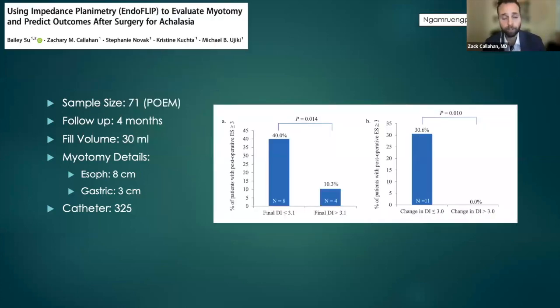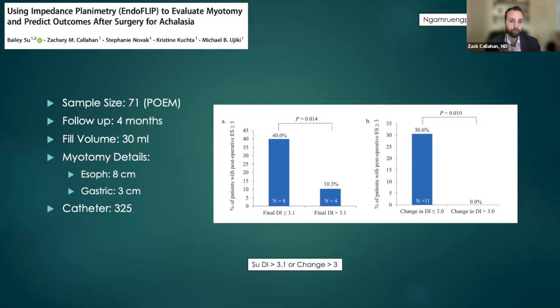So in Chicago, we used a prospectively maintained database, and we looked at 77 myotomy patients. 70 of these were POEMs. We also used that postoperative Eckardt score greater than 3 to indicate treatment failure. And then we split the cohort into responders and non-responders, and all EndoFLIP variables were analyzed, and we found that patients with a final DI less than 3.1 or a change in DI less than 3 were more likely to report an Eckardt score of 3 or greater, meaning more likely to basically fail myotomy.